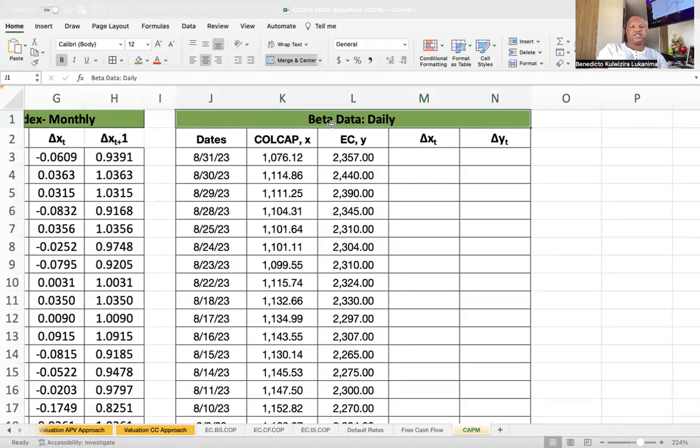This is the dataset section for estimating beta. In this case, I'm using daily frequency. Someone else could use weekly or monthly. It doesn't matter. This is just an estimate. Remember, this is evaluation. It's not necessarily science. Science and art.